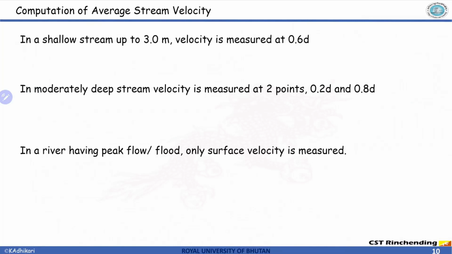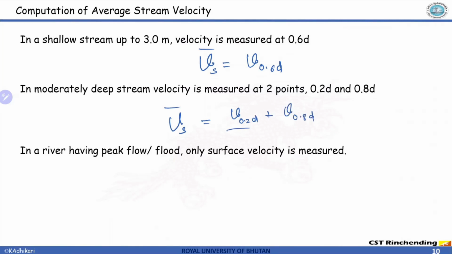Like I explained, in a shallow stream up to 3 meters, the velocity is usually measured at 0.6 d. So the average velocity here is the velocity at 0.6 d. In a moderately deep stream, the velocity is measured at two points, 0.2 d and 0.8 d. So the average velocity of the stream is equal to the velocity at 0.2 d plus the velocity at 0.8 d, divided by 2. We are simply averaging this. This is for deep water.